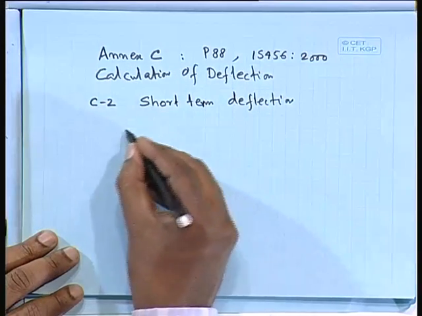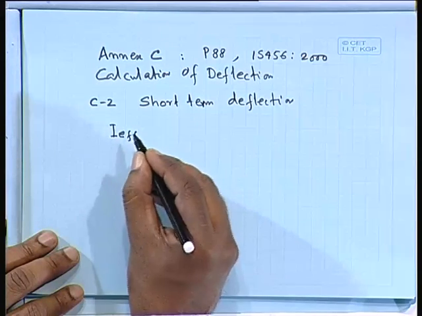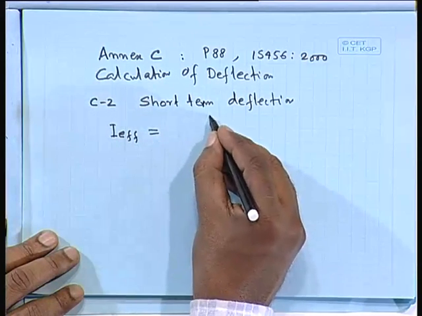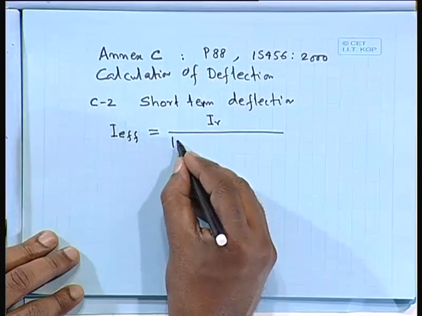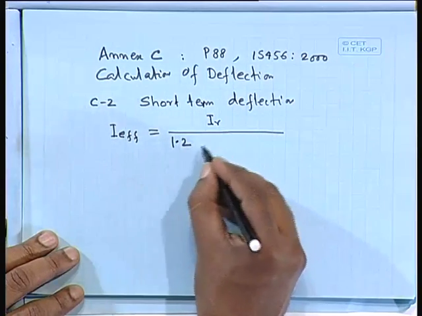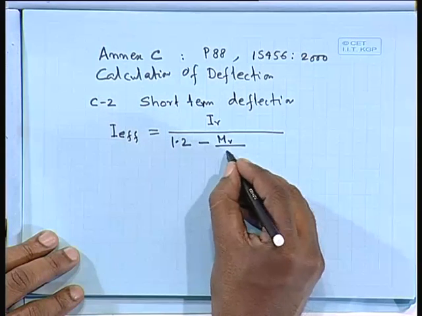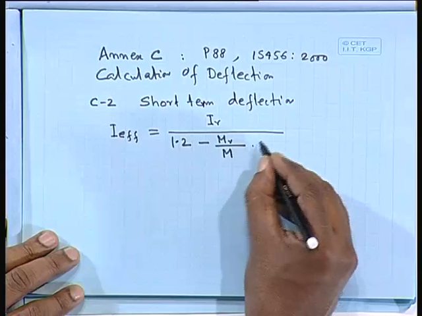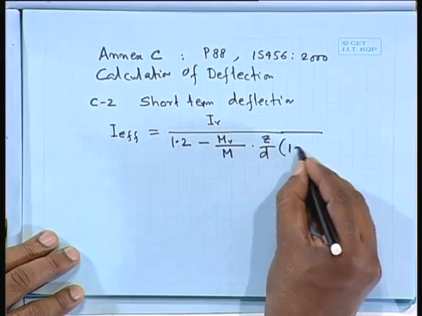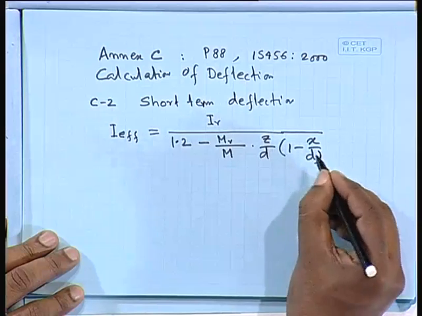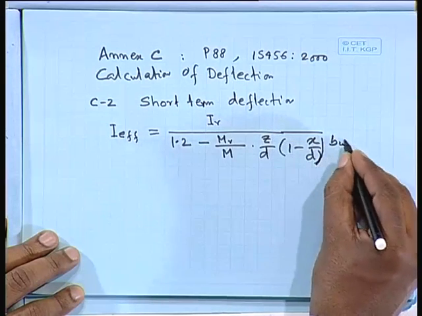And let me give you the formula, that whatever is given: I effective equals IR minus MR by M times Z by D times 1 minus X by D times BW by B. Please note there are so many unknown things we are writing.